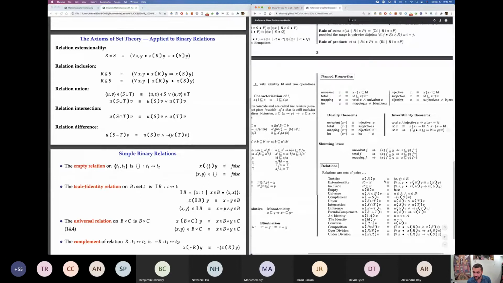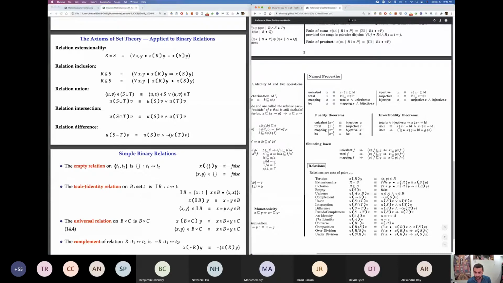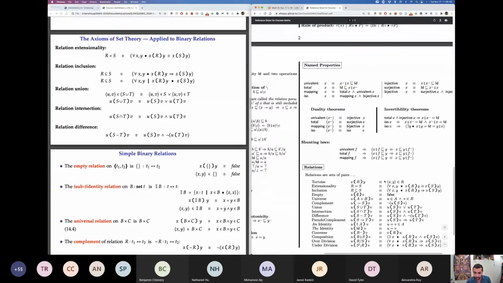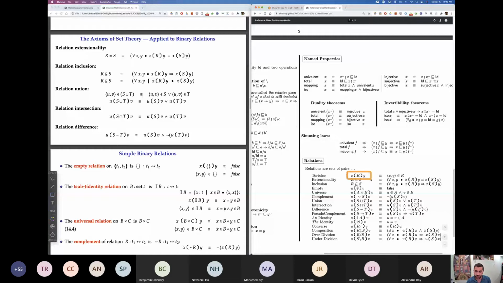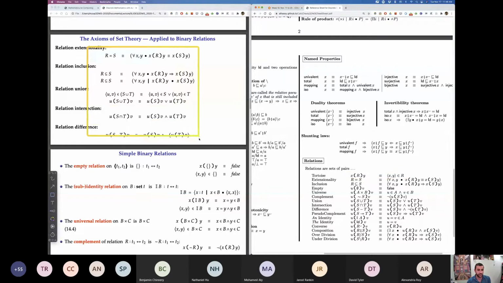tortoise brackets are just an abbreviation for set comprehension for membership, right? Since tortoise brackets are just membership of pairs, all the theorems you've seen before for set theory are now theorems of relation algebra, right? So just repeat them here for you. So all of the stuff from before now also applies, okay? And then we're going to introduce some new things.